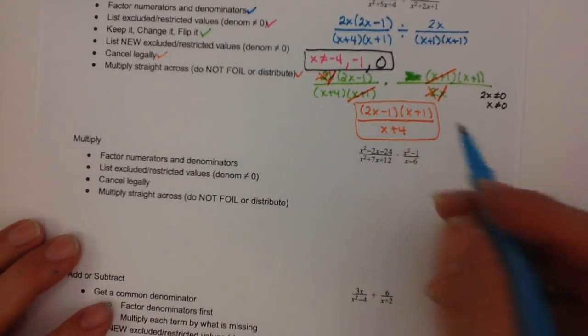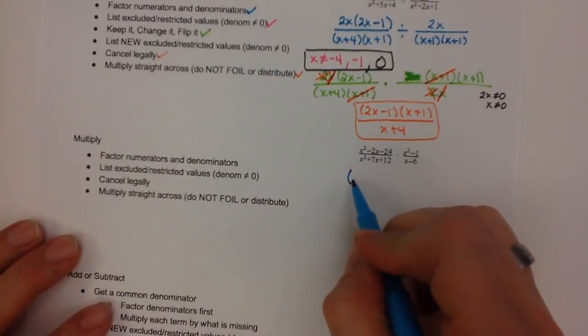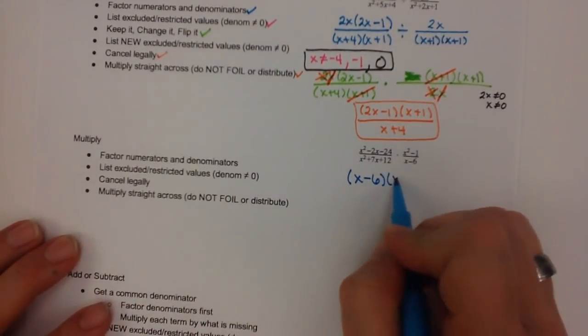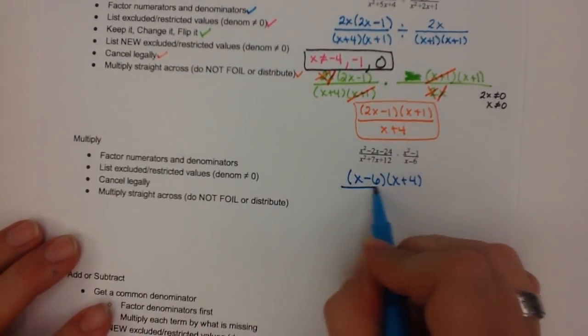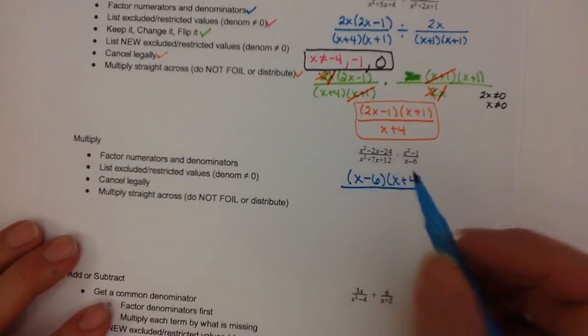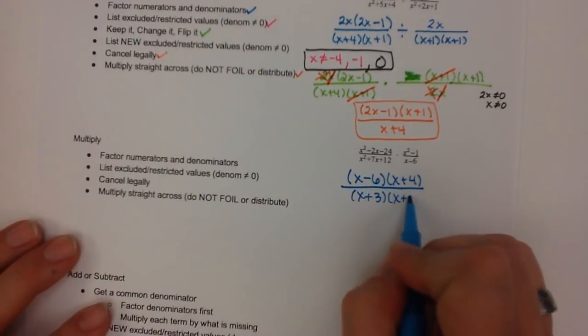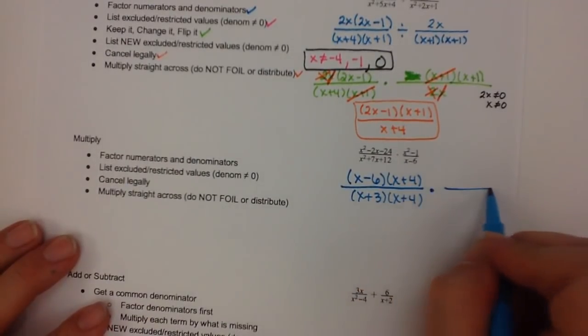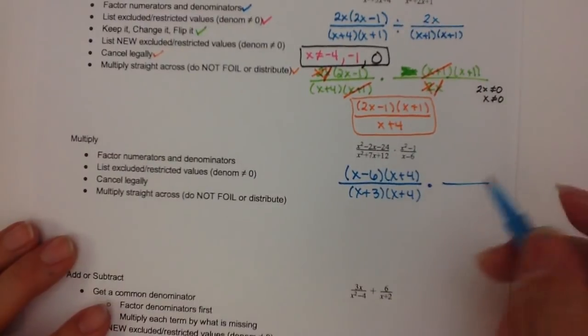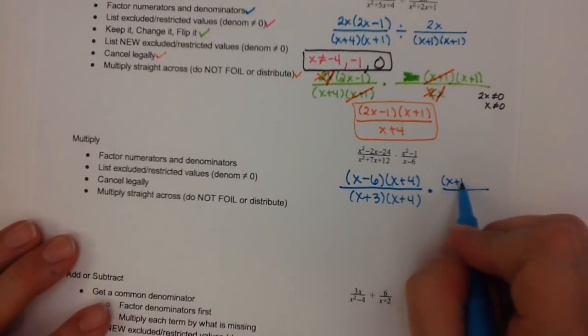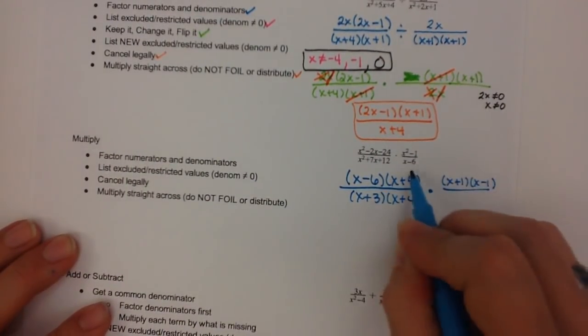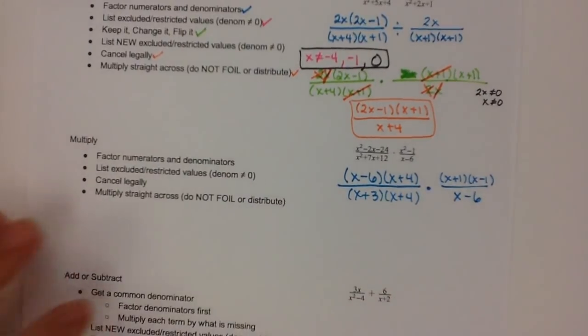So see, x squared minus 2x minus 24 would be x minus 6 times x plus 4. And x squared plus 7x plus 12 would be x plus 3 times x plus 4 times, oh, difference of squares, x squared minus 1 would be x plus 1, x minus 1, and then over x minus 6.